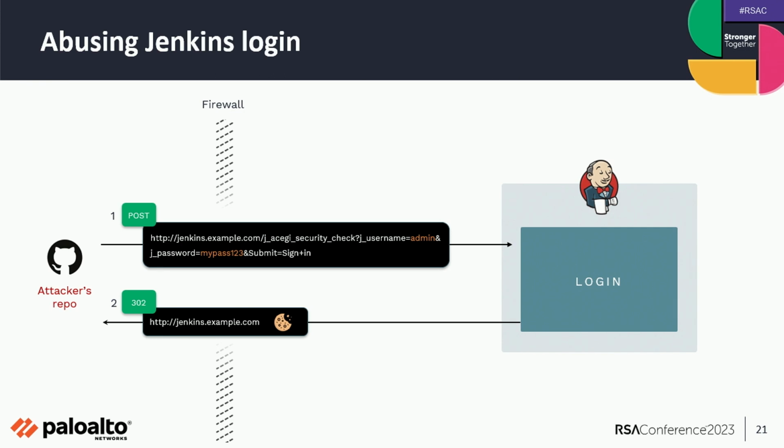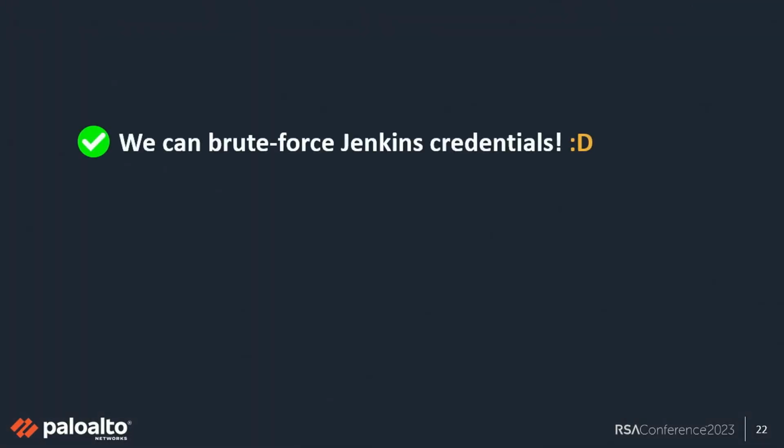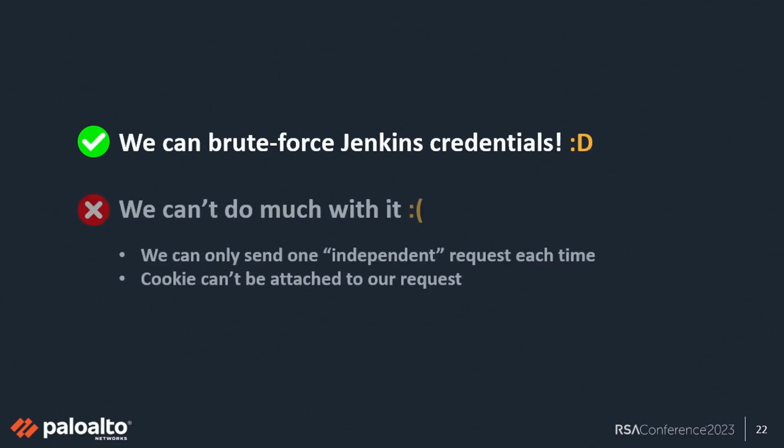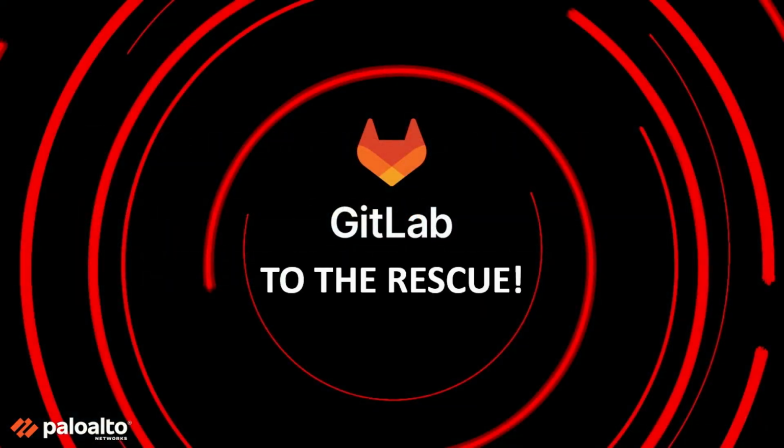There is a problem though, because GitHub won't follow this redirection. So, to sum it up, we can brute force Jenkins credentials, that's good, but we can't do much with it. Now, we can only send one stateless request each time through the webhook, but GitHub won't follow the redirection, and we can't send a webhook and just attach the cookie that we obtained, because we can't add or modify any headers in this webhook. So it seems like we are kind of stuck now. So just for that, we have GitLab to the rescue.